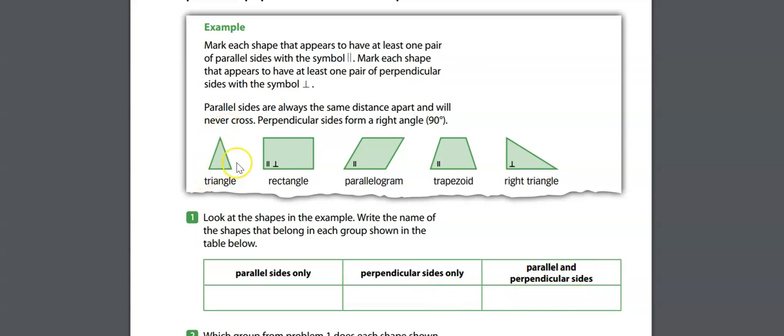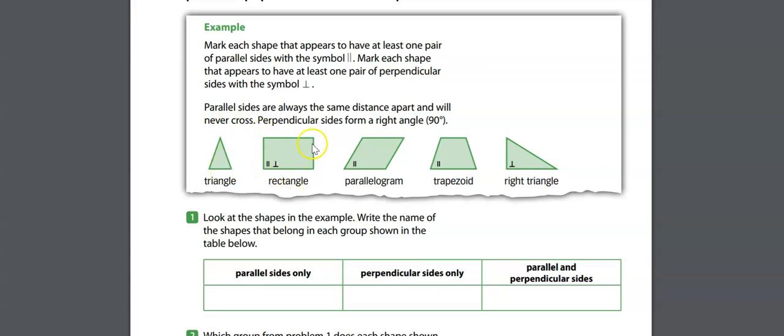So we have a triangle. Now, all of our sides to our triangle touch one another. So we don't have any parallel sides, neither do we have perpendicular sides because none of our angles create a 90-degree right angle. So our triangle will not go into any of our categories.